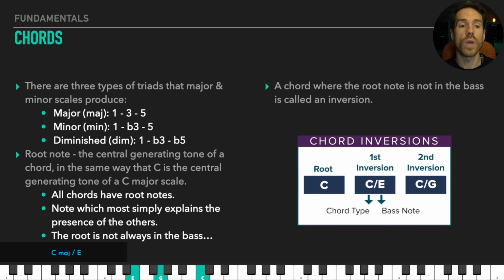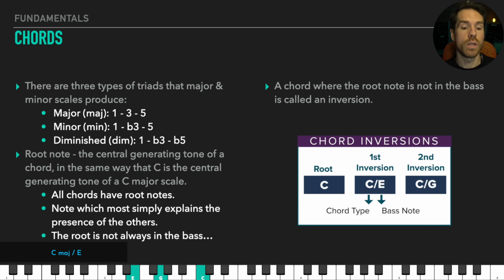Or a way to write it is by putting a slash. The slash is indicating what note is in the bass. So C/E is saying it's a C major chord with an E in the bass of the chord. E is the lowest note of the chord.